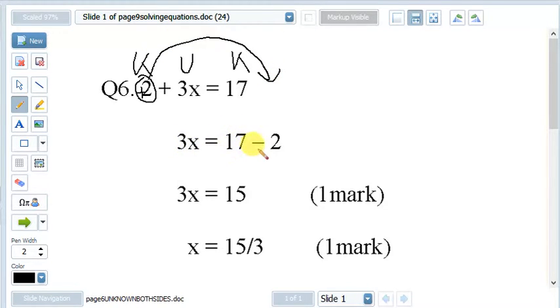3x equals 17 minus 2. 3x equals 15, so that's just 17 minus 2. And notice how all the equal signs are perfectly aligned. That shows logical thinking, and that's basically what exam markers want to see.